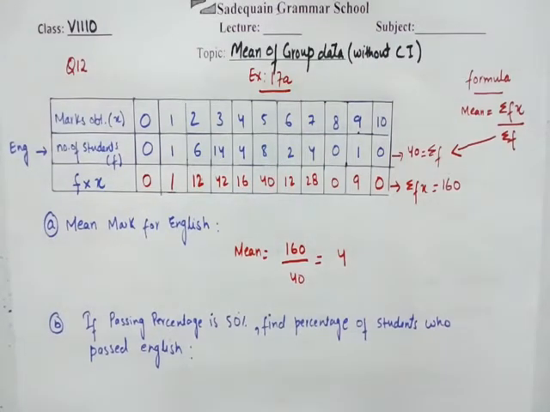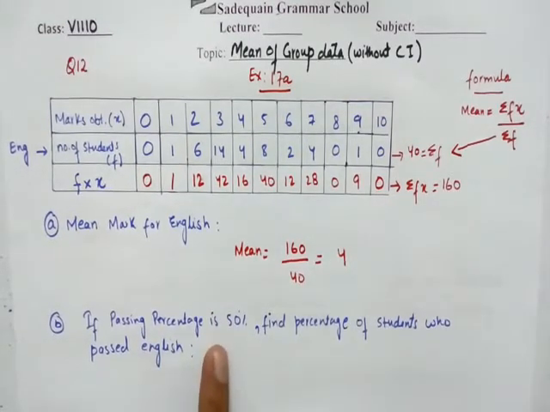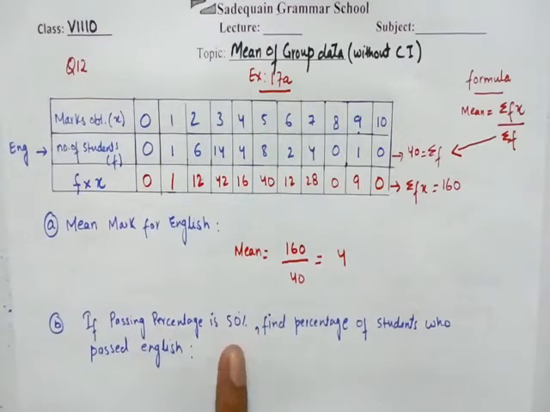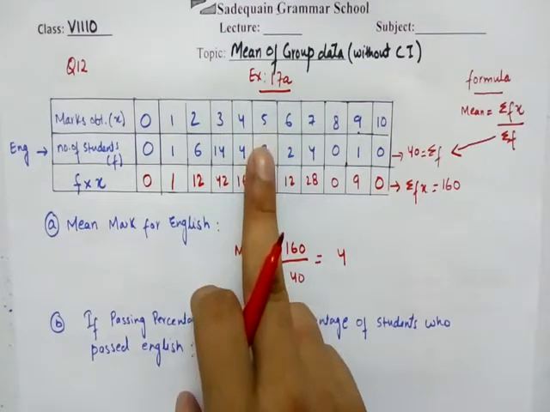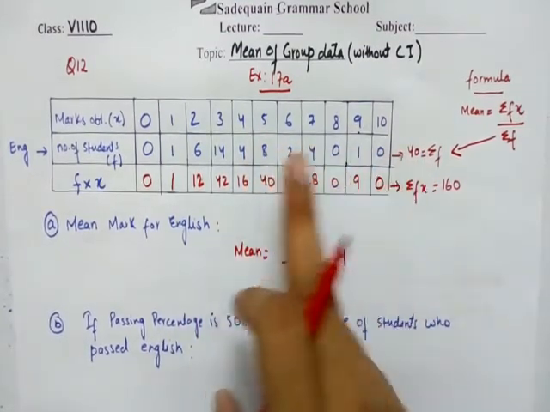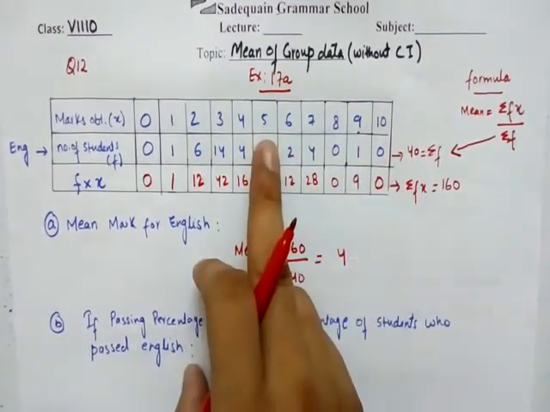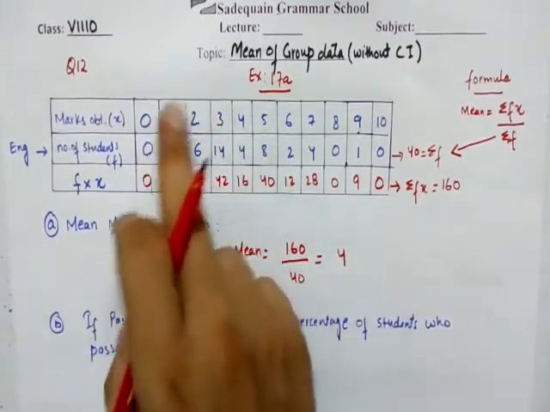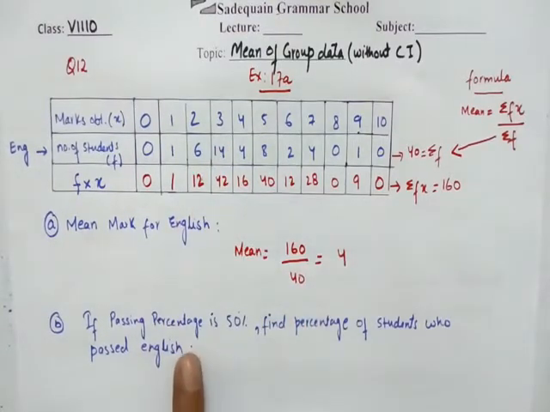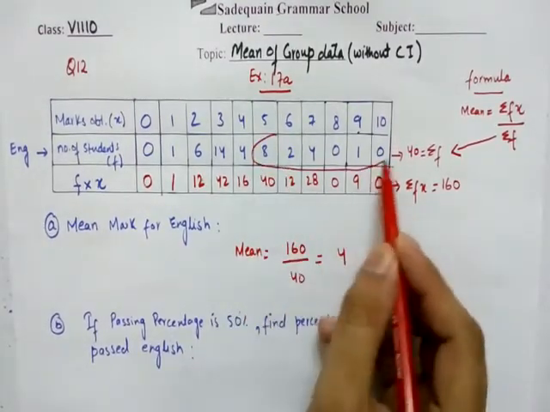Now in part B, they are saying the passing percentage is 50%. It means that this is the passing mark, 5. If a person got 5 or more, it will be considered as a passed one, but if a person got less than 5, all these values will be considered as a failed one. So they are asking, if the passing marks is 50%, find the percentage of the students who passed the English test. It means all these students passed the exam.